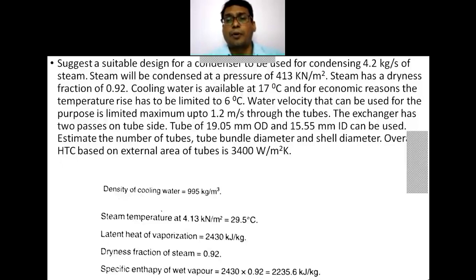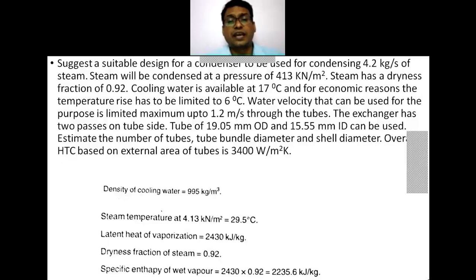This is all about the exchanger layout. This problem is focused on the exchanger layout. However, the diameter of the tubes is mentioned. The other data provided are the density of cooling water and the steam temperature at 4.13 kilonewton per meter square, which is 29.5 degrees Celsius. Latent heat of vaporization is 2430 kilojoules per kg. Then the dryness fraction for the steam is 0.92, that is what is provided.